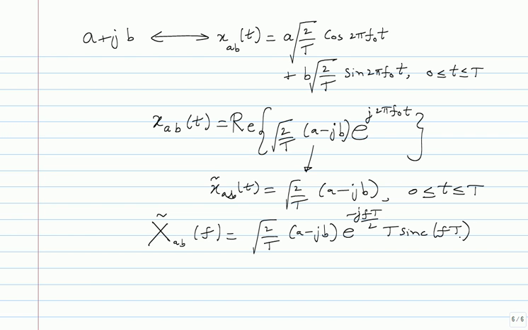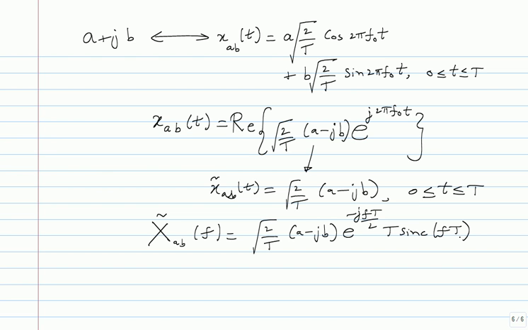Is it symmetric about F equals 0? Does it satisfy your real and imaginary symmetry? I shouldn't say symmetric about F equals 0. What I want is, are the real part and imaginary part right? So if XAB tilde of T was real, what would you expect? Real part will satisfy even symmetry, imaginary part will have odd symmetry. So my question is, check that XAB tilde of F does not have those properties. Clearly it cannot have those properties, unless you have B equals 0.